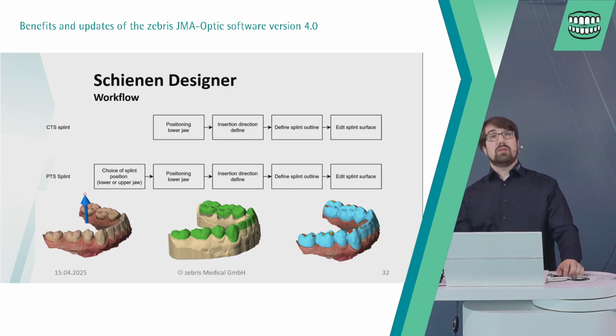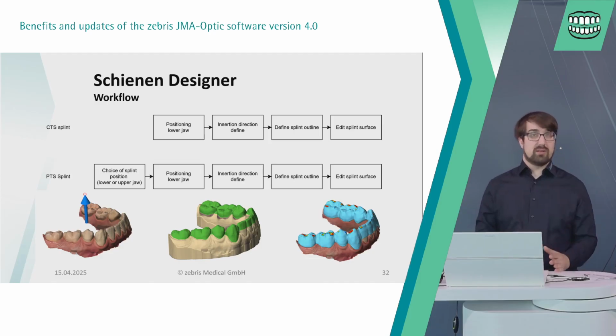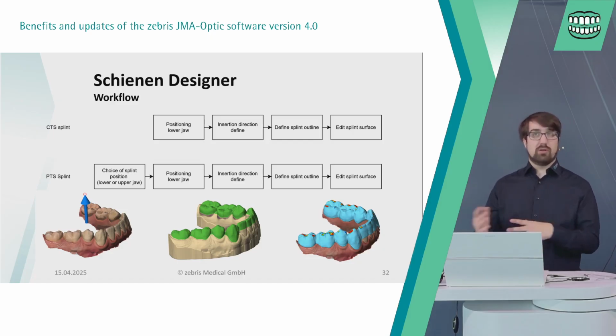With the PTS splints, you have one step more where you decide if you want to place the splint in the lower or upper jaw. After this, you place the lower jaw in the positioning you want, insert direction, splint outline, and you can edit the surface.